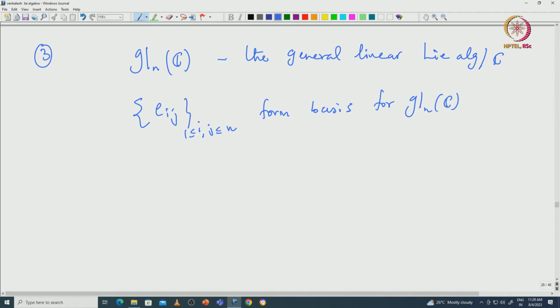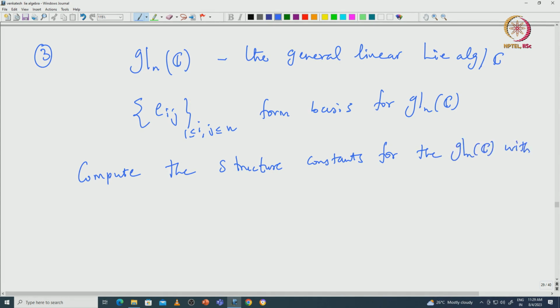So now what is the question? The question is to compute the structure constants for the Lie algebra gl(n, C) with respect to this basis. Okay, so it is actually a very simple computation. So, I will just do it.